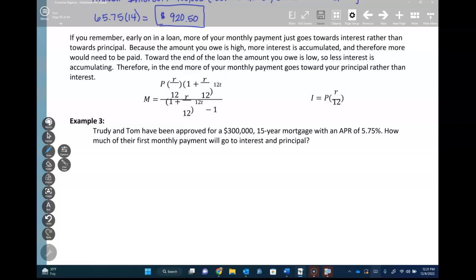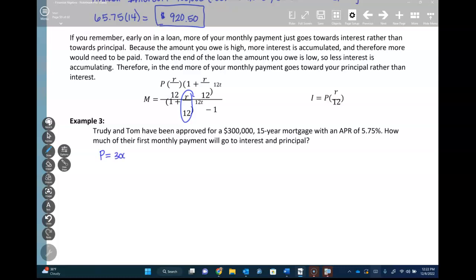So here, it's giving us our two formulas that we've already dealt with. This one shouldn't look like this on your paper. That should be underneath, or in the denominator. But it talks to us about our monthly payment and then our interest that we accumulate. So, Trudy and Tom have been approved for a $300,000 15-year mortgage with an APR of 5.75%. How much of their first monthly payment will go to interest and principal? To figure this out, you first have to figure out, I can do both. So I can find my interest rate, but to do that, let's go ahead and look at the principal.